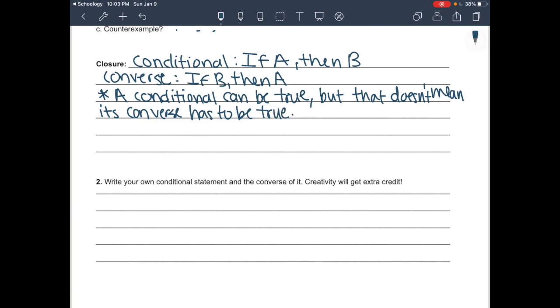I'd like you to take some time on number 2 to write your own conditional statement and its converse. And normally I would give extra credit for this in class, but since I'm not there, if you would like to show it to me when I get back next week, that's totally fine. If you feel like it's really funny, obviously school appropriate is important, but I really enjoy writing conditionals and converses in class and having this activity. So I'm bummed I can't be there for that.